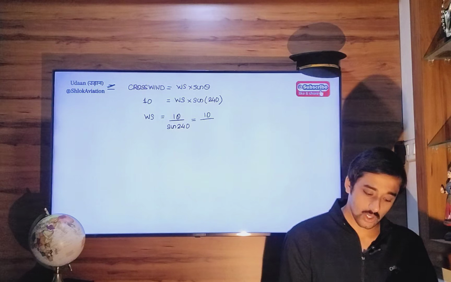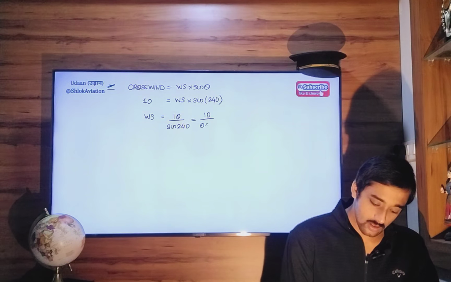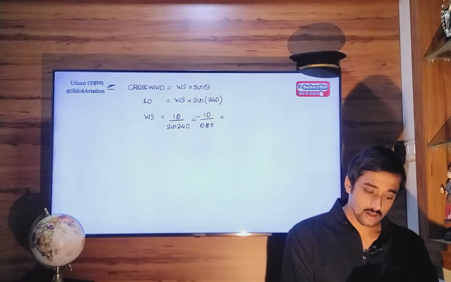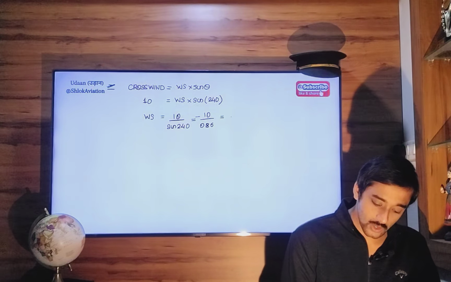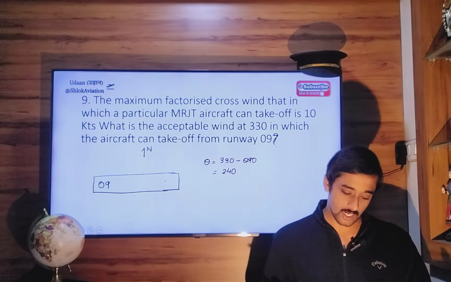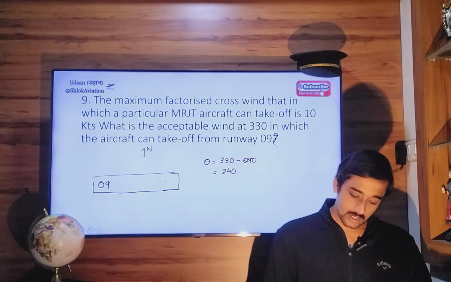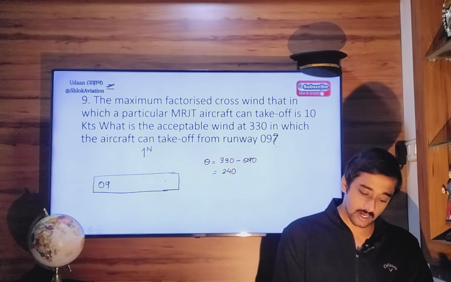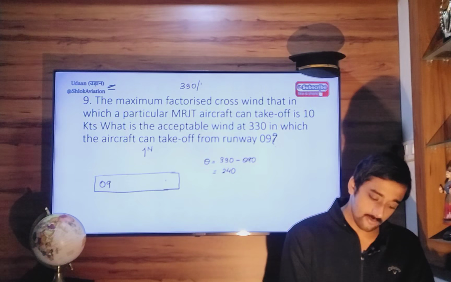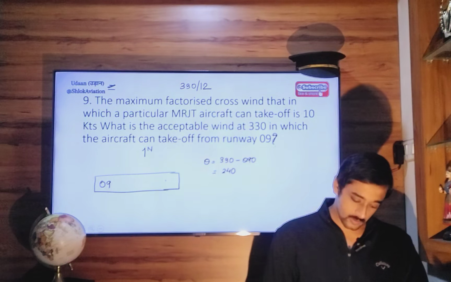minus 0.86. So 10 divided by that is equal to 11.6 or approximately 12 knots. So minus stands for winds coming from the left side. Therefore the wind velocity is 330 at 12 knots. So this is the value.